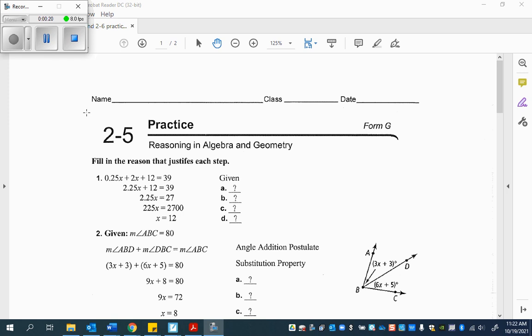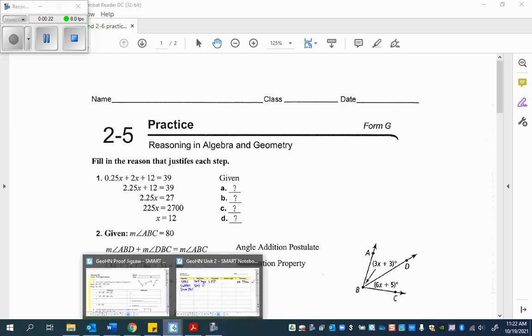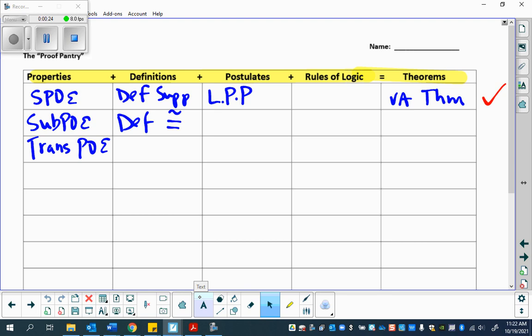It would be a really good idea for you to have this piece of paper out, because this pink piece of paper, that's your approved pantry. If we talk about any justifications, if we talk about any reasons for why we do what we do, and you don't have it listed in your approved pantry, then it would be a good idea to have them.